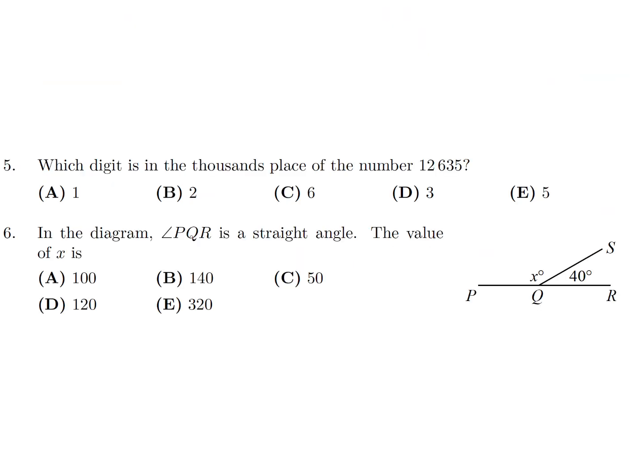Which digit is in the thousands place of the number 12635? So this 5 is the ones digit, the 3 is the tens digit, the 6 is the hundreds digit, and the 2 is the thousands digit. So that would be choice B.